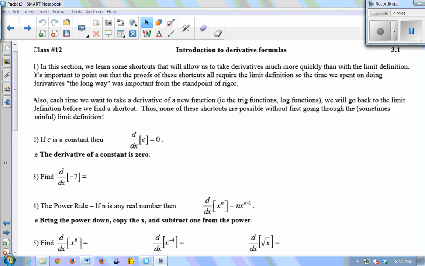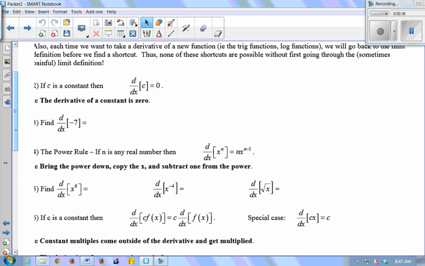So in this section, we're going to start talking about derivative formulas. We're going to learn some shortcuts that will allow us to take derivatives much more quickly than with the limit definition. Yay! But it's important to point out that deriving these shortcuts, coming up with these shortcuts, all require the limit definition. So the time we spent doing derivatives the long way was important from the standpoint of the rigor behind learning the shortcuts.